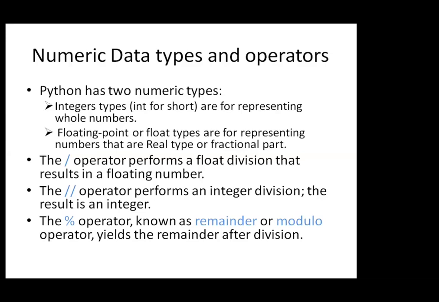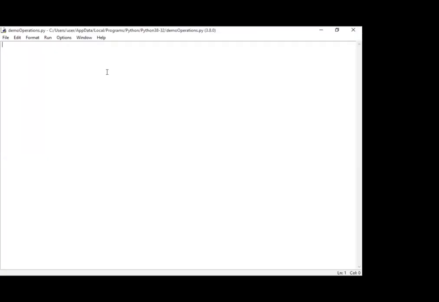The remainder, number A, then percentile, then number B is equal to the remainder of A divided by B. Let's do a simple program to see the different results of operations discussed above. Now let's take input from the user.